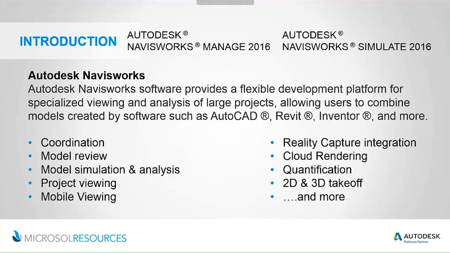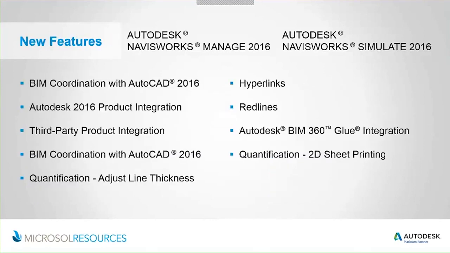But what we're going to do is, in part of the demo, we'll jump in and talk about the new features. So what are the new features? Having the ability to bring Navisworks models into AutoCAD 2016, which is pretty cool. A new list of product integration, third party, as well as enhancements to the regular Autodesk products. Having the ability to bring our models to BIM 360 Glue. And there's other things about hyperlinks and red lines and quantification. So let's just jump in.